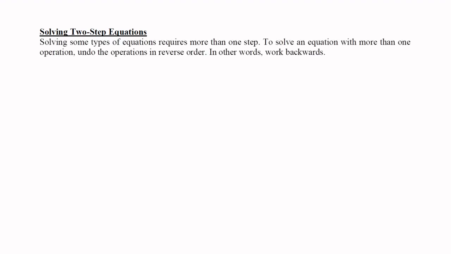Now let's talk about solving two-step equations. All the equations we've dealt with up to this point are considered one-step equations. It takes only one step to come to the solution. Solving some types of equations requires more than one step. To solve an equation with more than one operation, undo the operations in reverse order. In other words, work backwards.